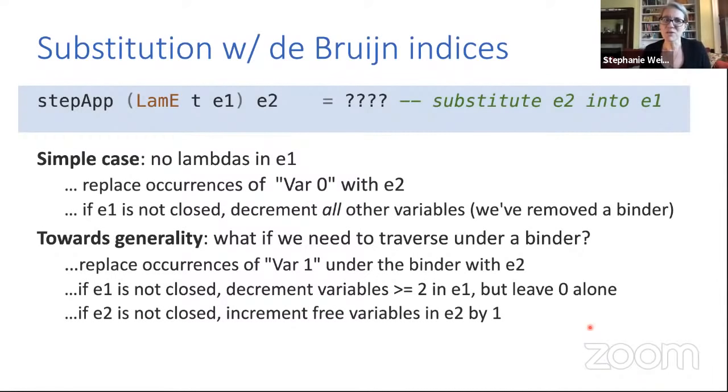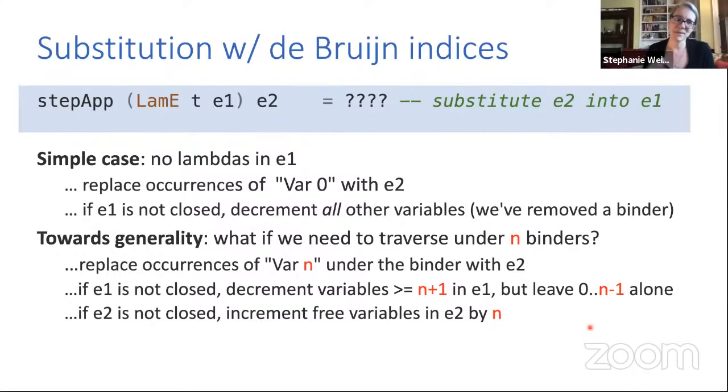And then also, since we've gone under a lambda, we want to make sure that we don't capture any free variables that are in E2. And so we need to also shift those variables at the same time. And that, of course, is all what happens if there's one binder. But what happens if we have n binders that we might have to go through? And again, we can work it out, and we can generalize all those 2's into n's or n plus 1's as we need to, right? And we get a general purpose recipe for substitution.